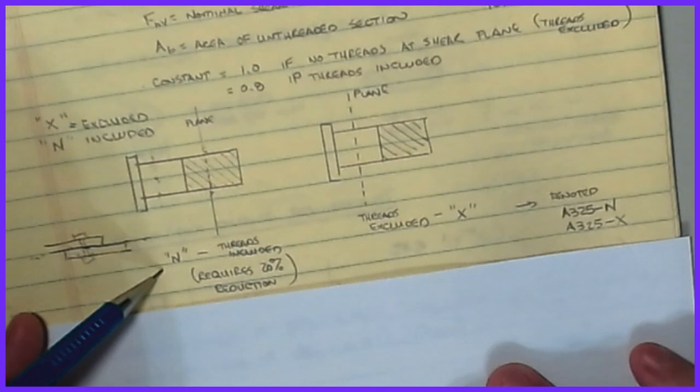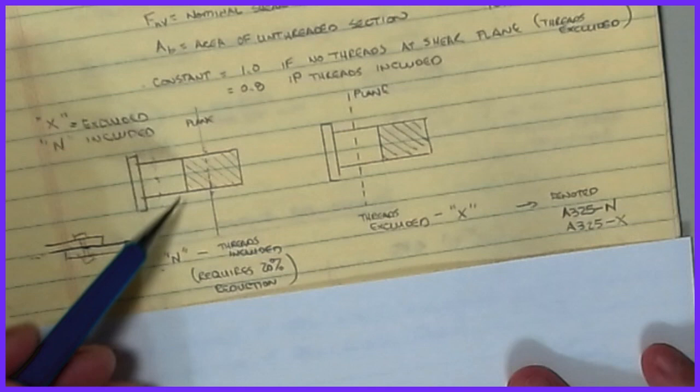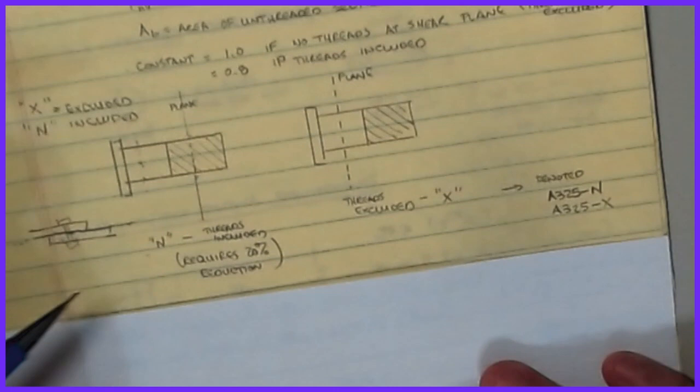So a lot of times in practice, I just assume it's a thread included case always, and spec it that way. I use the reduced strength, with the 0.8 for the threads included, and then I don't have to worry if they send me the wrong bolt. It's a little bit of cheap insurance. They buy these bolts not two or three at a time, but by the hundreds or thousands at a time. They come in big drums and you just pick out what you need out of that particular size.